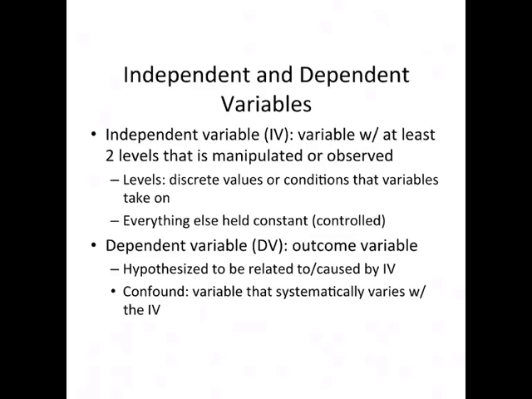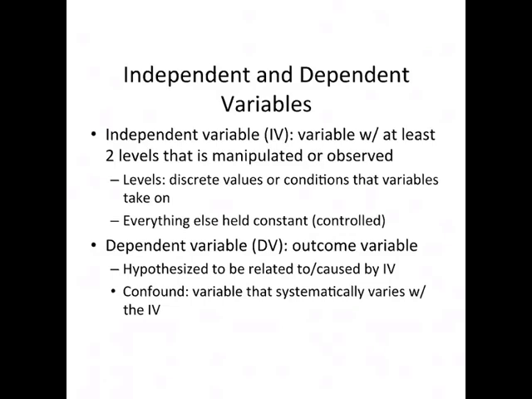The factor that the researcher manipulates is called the independent variable. This is the variable that the researcher believes will cause a particular behavior. The independent variable is the only thing in the experiment that is going to vary between the groups. The groups are going to be treated exactly the same except for the independent variable, which has at least 2 levels that can be manipulated or observed. And these levels are discrete values or conditions. Everything else is held constant.